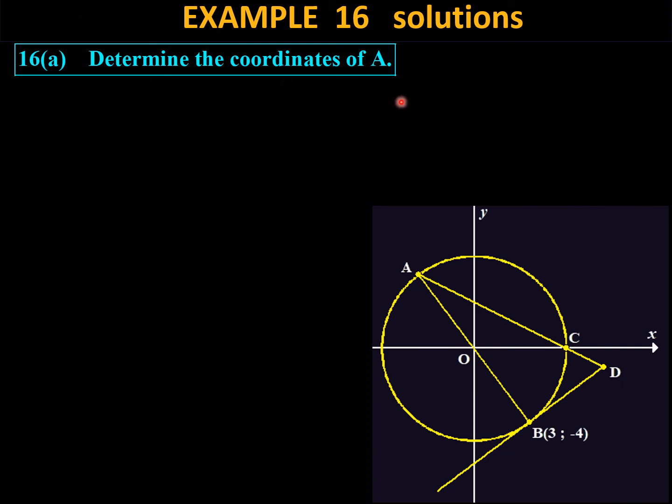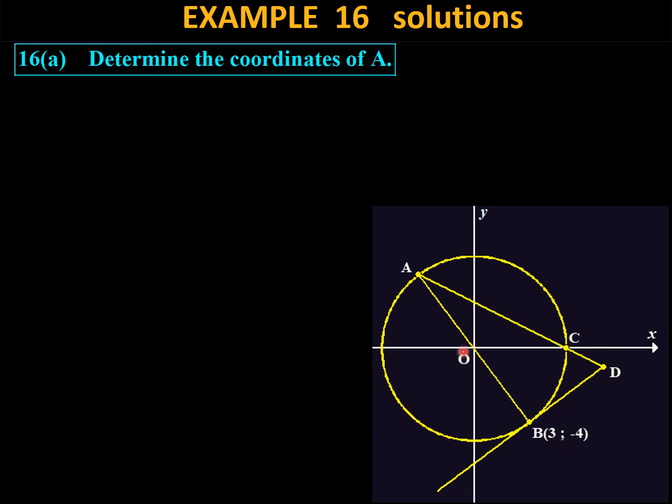Determine the coordinates of A. What did we say? We asked ourselves, where is A? Right? So if I look at A, it is on 2 things. It's on the diameter and it's on the circle. What do I know about the diameter? The distance from O to B is equal to the distance from O to A. It's exactly the same. So I can actually do this by inspection.